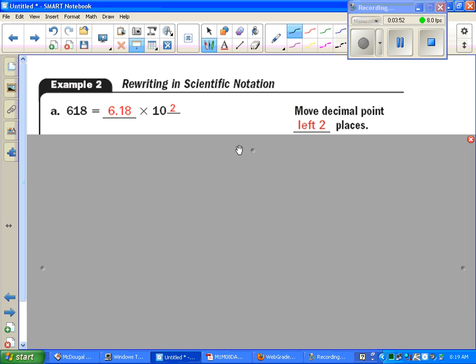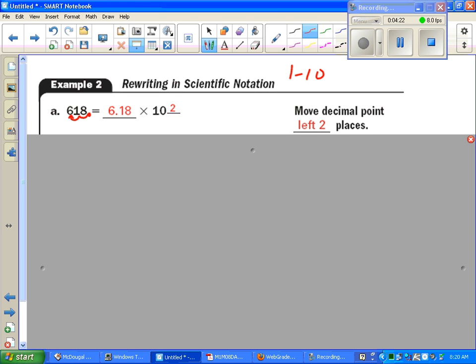Example number 2 is rewriting in scientific notation. So this is going the other direction. Instead of having a number between 1 and 10, we need to make a number between 1 and 10. If your decimal starts out at 618, it's behind the 8, you need to make that number between 1 and 10. That's the key. So you got to move that decimal to that spot right there. Notice you can't move it in front of the 6, because if you move it in front of the 6, then the number won't be as big as 1. It has to be at least as big as 1.